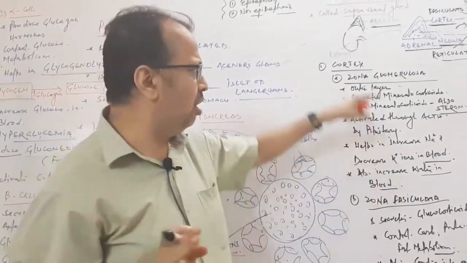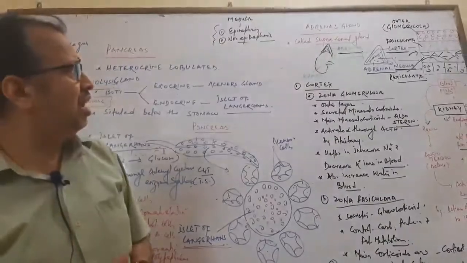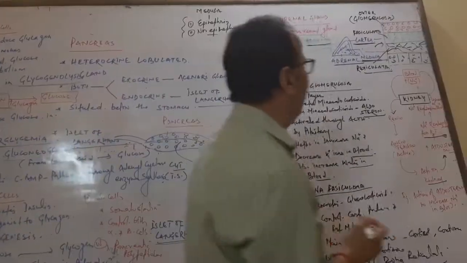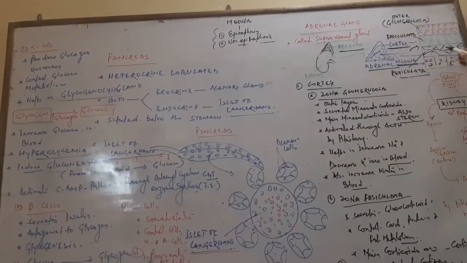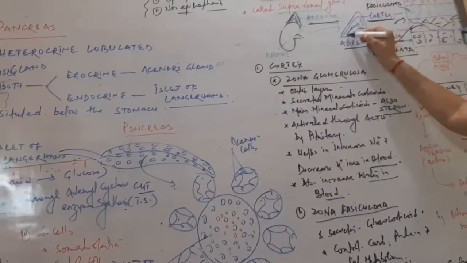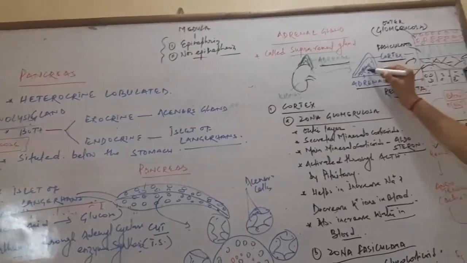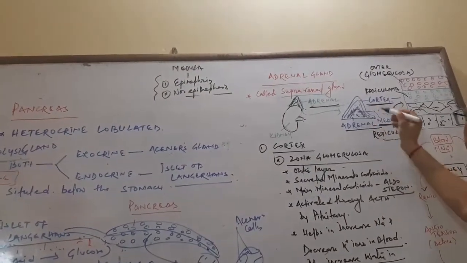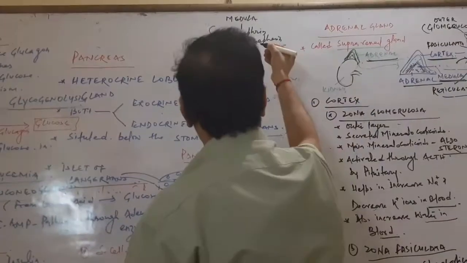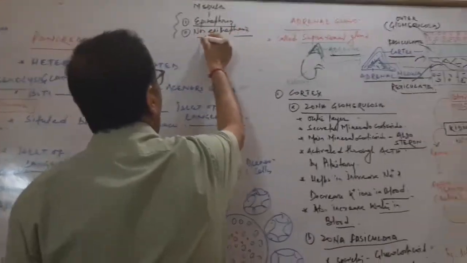So that is all about the adrenal gland. Now we learn about the medulla. The medulla is the inner layer. Here is the inner layer, the inner medulla, and the medulla secretes two hormones: epinephrine and norepinephrine.